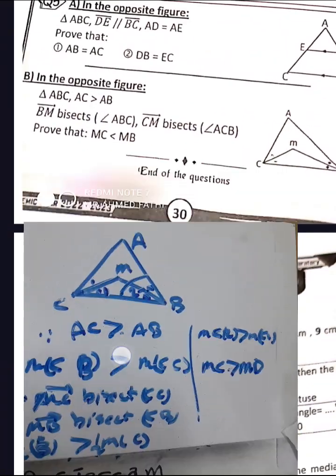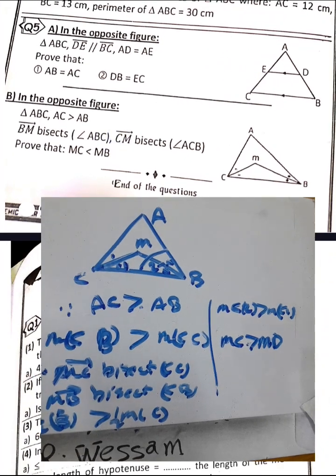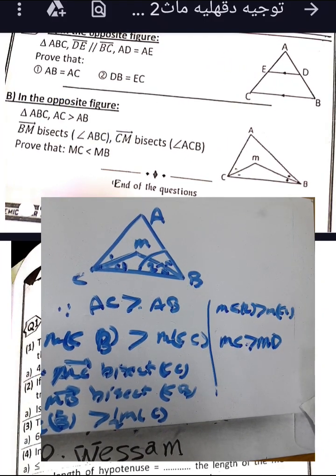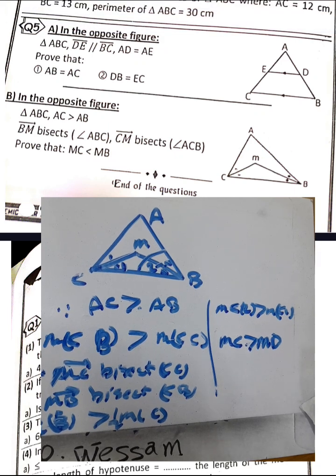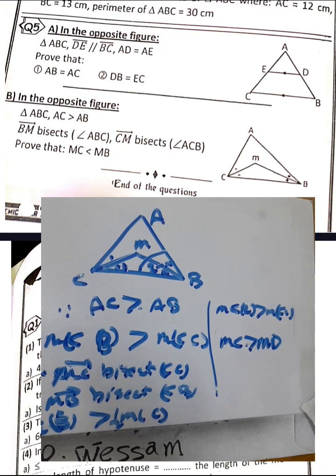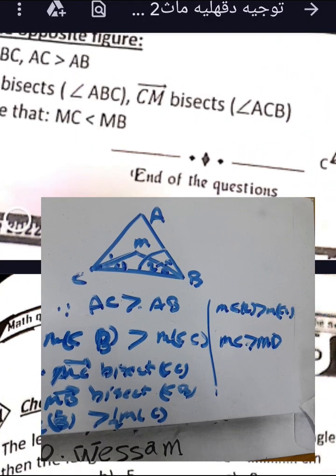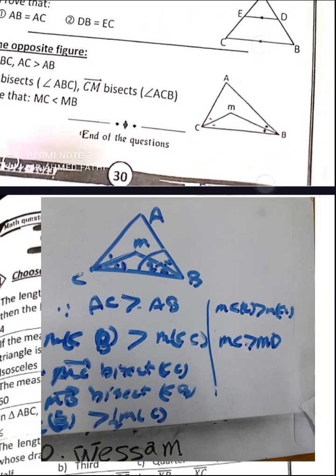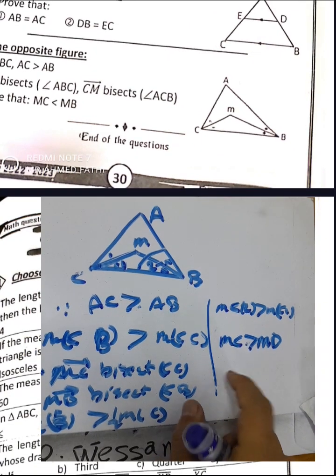Again, why? Because he tells us AC is greater than AB, then angle B is greater than angle C. Then you must change this sign in this example. Or you can change the sign in the first step and write AC less than AB from the drawing, because AC is greater than AB. But this solution is correct, okay?